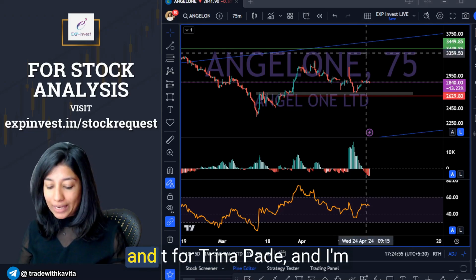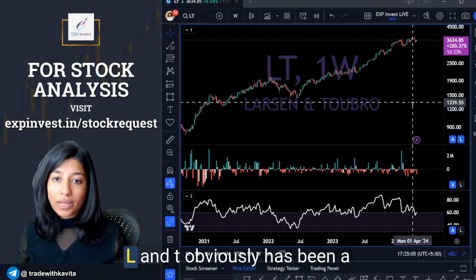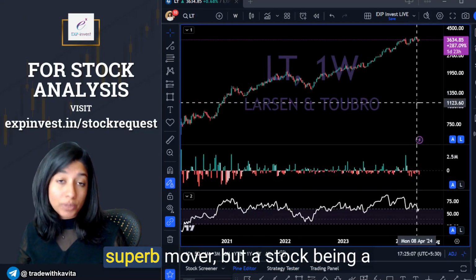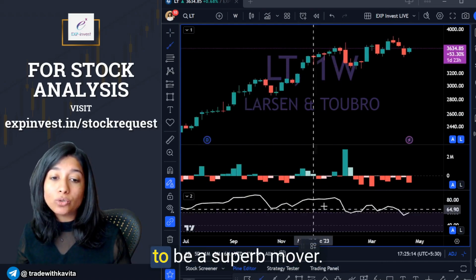Now let's take a look at L&T's chart, and I'm going to clear out the charts. L&T obviously has been a superb move, but a stock being a superb mover is not a guarantee it's going to continue to be a superb mover.